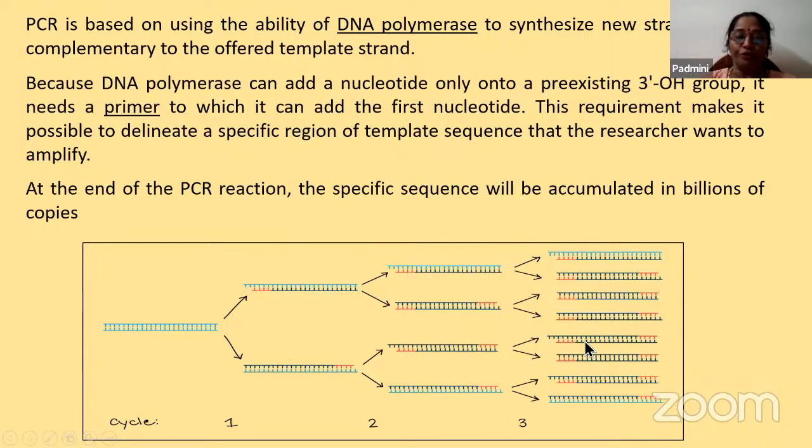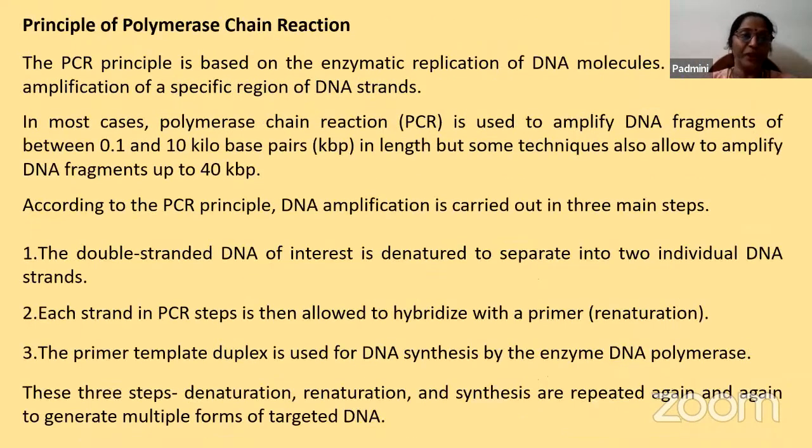So how was this done? From one copy, you're going to make two, from two to four, from four to eight, and so on and so forth. So how is this possible in a PCR technique? That is what is called polymerase chain reaction. So it's a chain reaction, continuous reactions. Here we are going to talk about the principle. So what is the principle of PCR? It is based on the enzymatic replication of the DNA molecule. What is the enzyme? It is the DNA polymerase enzyme. So this is based on the enzymatic replication of the DNA molecule, and it is used for amplification of a specific region of the DNA strand.